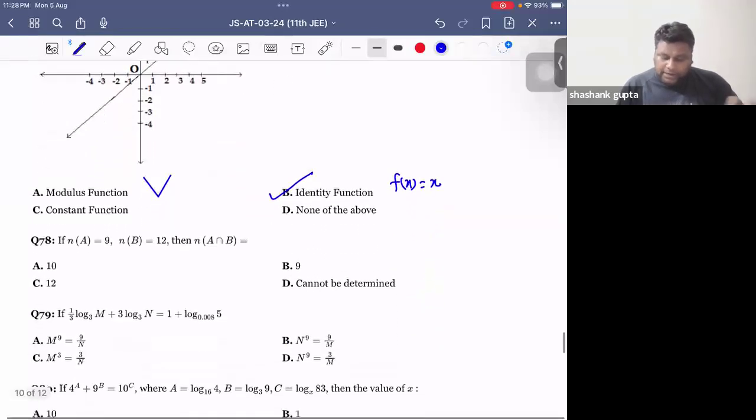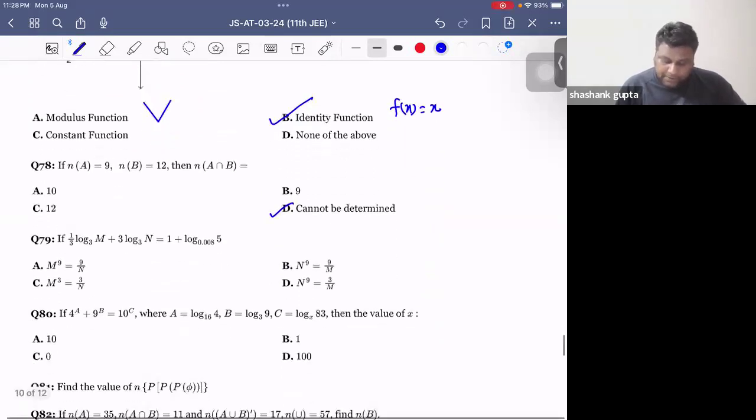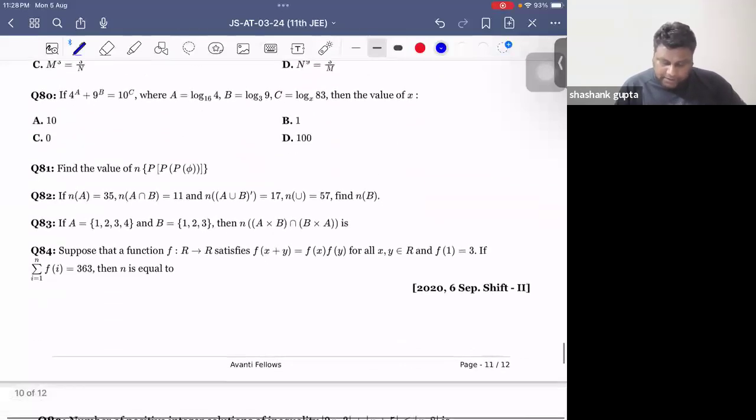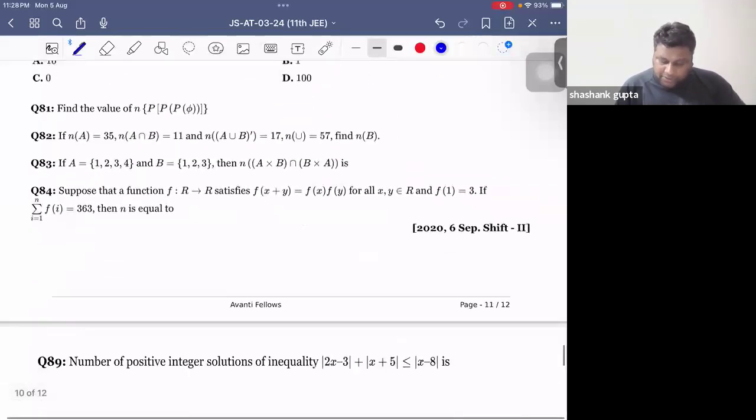Now n(A) is 9, n(B) is 12 and A intersection B, they are asking. But since we are not aware of A union B, how can I tell about A intersection B? So the answer will be cannot be determined. 79 I have done. 80 is easy enough, you can handle it. All these questions are pretty easy, you can do them on your own.